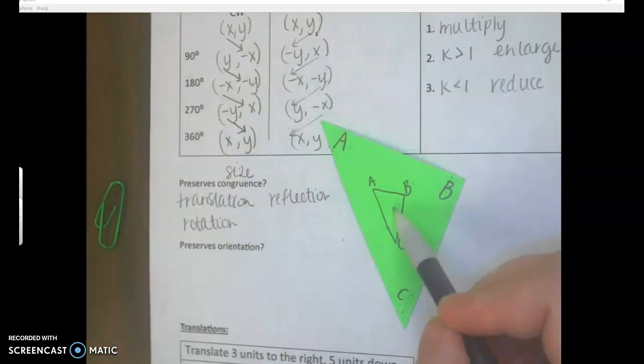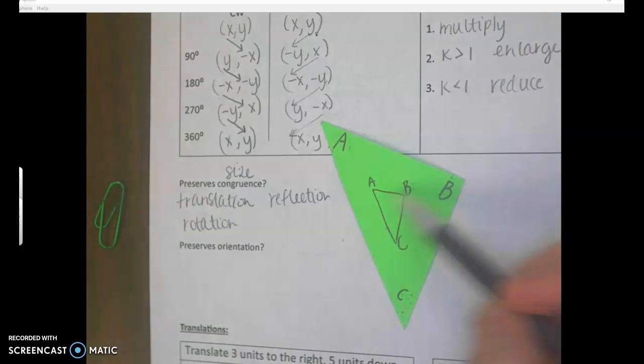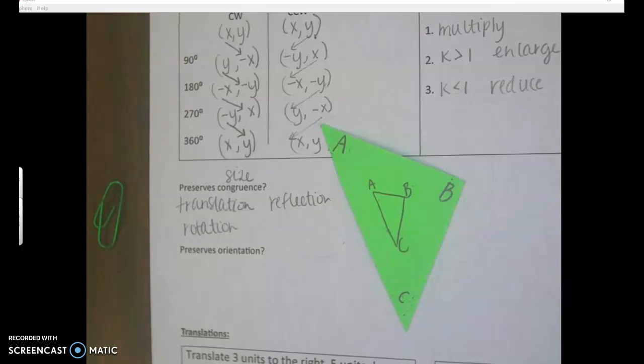But if I dilate it, which in this case means it got smaller, it did not keep its same size, so it did not preserve congruence.